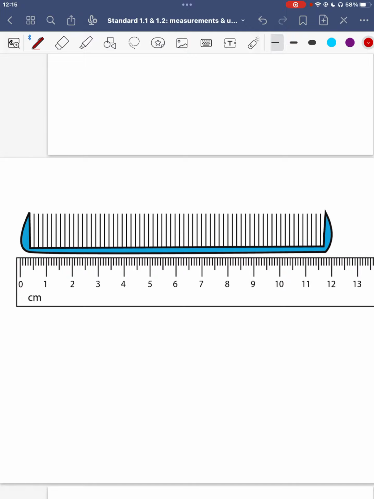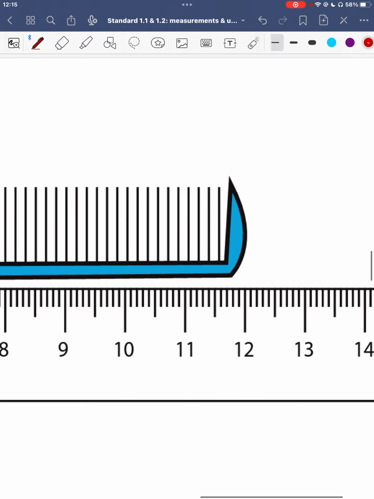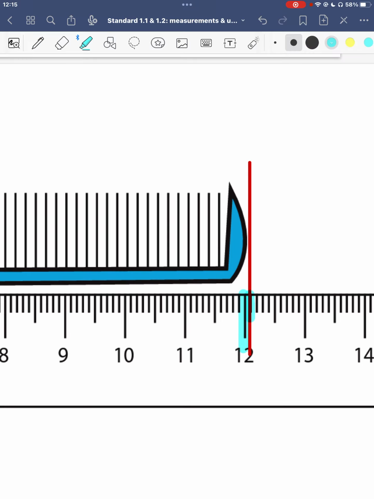We're measuring a comb with a ruler that's in centimeters, and I'm going to zoom in to see exactly where the comb is. I see the comb falls right in between these two lines, between 12 and 12.1. How did I figure out it was 12 and 12.1? Well, I looked at the tick marks, and I figured out how many divisions there are in 1 centimeter. It turns out there are 10 spots, and so each tick mark is 0.1.